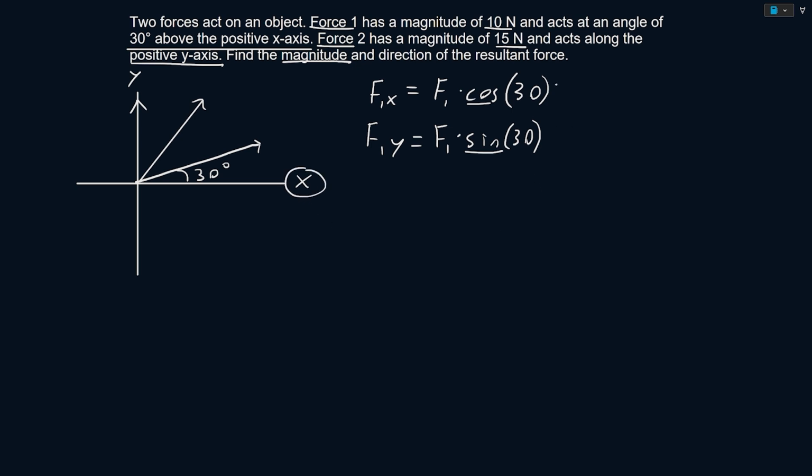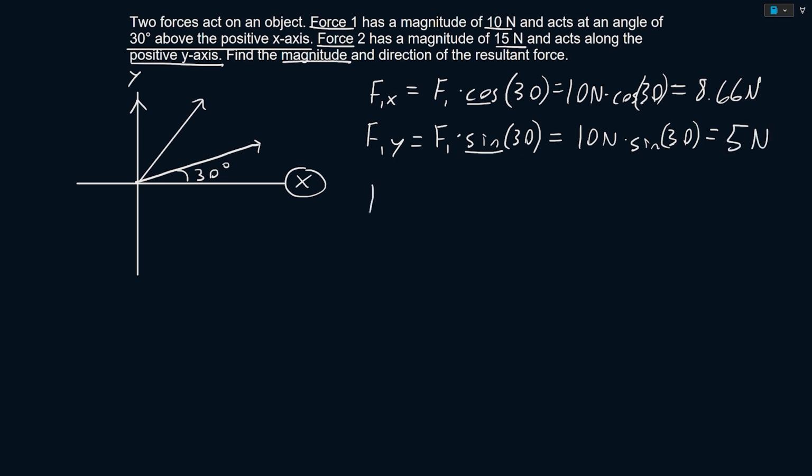Plugging into the equation, we get 10 newtons times cosine of 30 degrees. This gives us 8.66 newtons. For force 1's y, we get 10 newtons times sine of 30 degrees, which gives us 5 newtons. The x component of force 2 is equal to 0. This is because it only moves in the positive y-axis and has no movement in the x-axis. And the y component of force 2 is equal to the magnitude, which is 15 newtons.